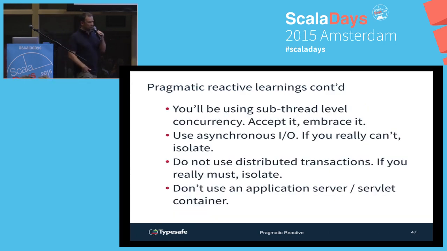So to wrap up our pragmatic learnings, you're going to go sub-thread level. You want to use asynchronous I/O. If you really can't, at least isolate your stuff if you have synchronous I/O. You don't want to use distributed transactions. They're fragile, they're points of contention. If you need all or nothing, you want to use a different model, something like the Saga pattern, based on messaging and asynchronous back and forth. And you don't want to use an application server. You don't want to deploy there.